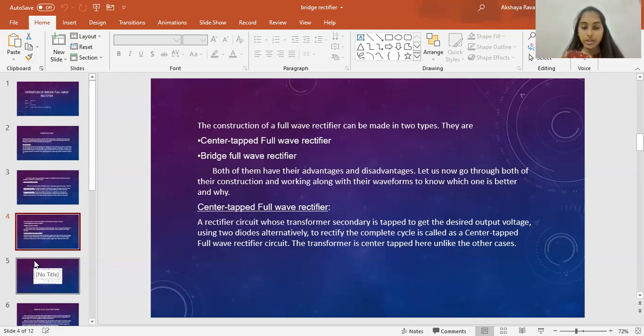Center tapped full wave rectifier. A rectifier circuit whose transformer secondary is tapped to get the desired output voltage, using two diodes alternately to rectify the complete cycle, is called a center tapped full wave rectifier circuit. The transformer is center tapped here, unlike the other cases. So in a center tapped full wave rectifier, we can see that the transformer is center tapped.